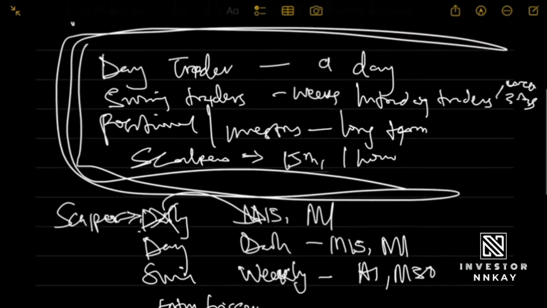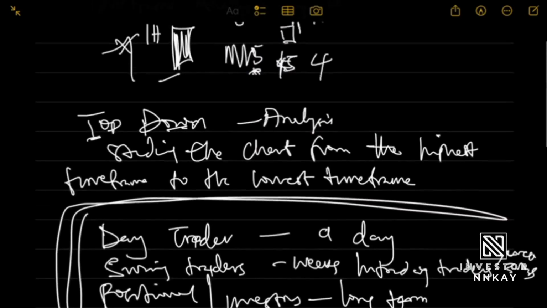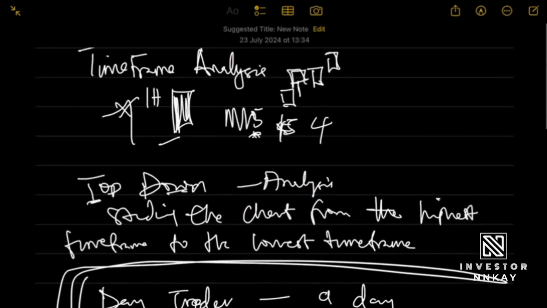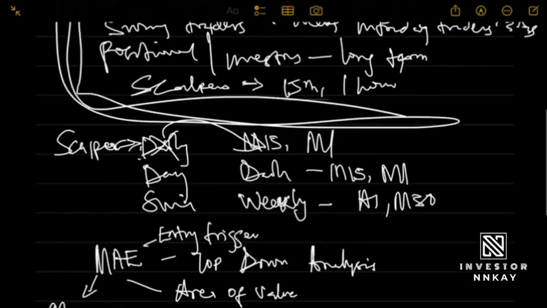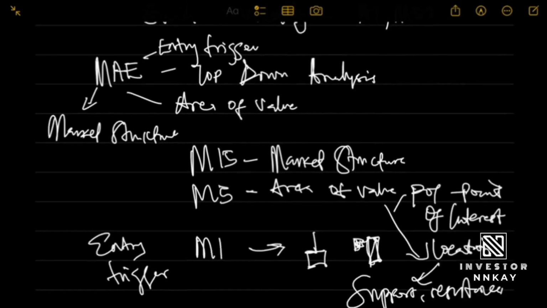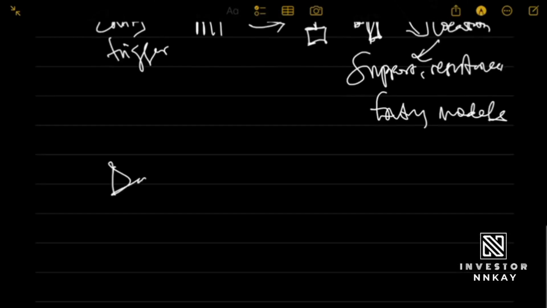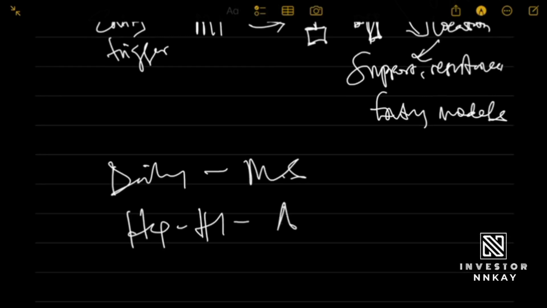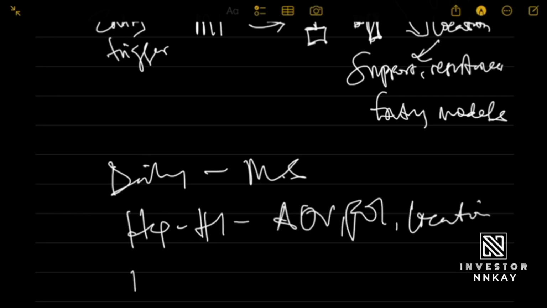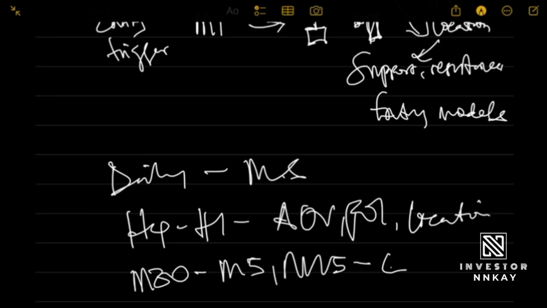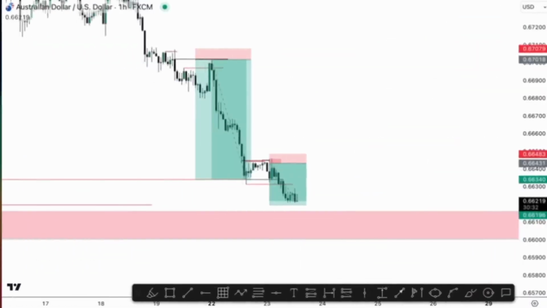So that's actually how you do your time frame analysis in a top-down way. You come from the highest time frame down to the lowest time frame, and these are the things you look out for. Your market structure on your highest time frame. If you're a day trader, you know that on the daily you're going to look for your market structure. On your H4, let's say to H1, you look for your area of value, your POIs, your location. Then on your M30 to M5 or M15, now you will look for your entry trigger, your entry models, and everything. So let's go to the chart.